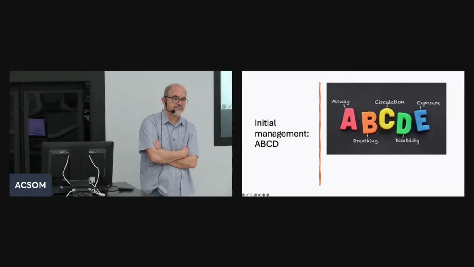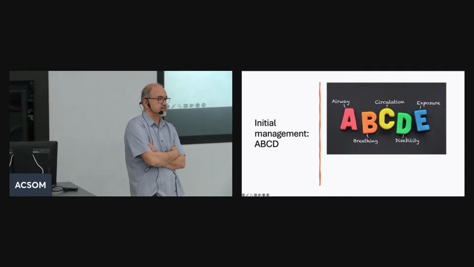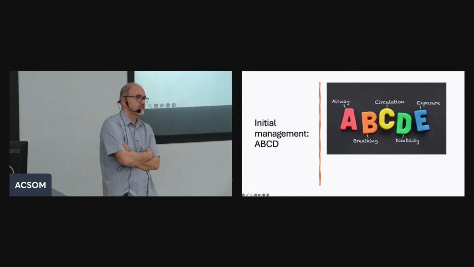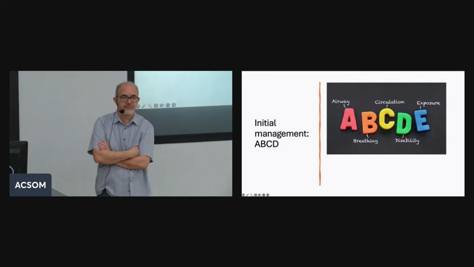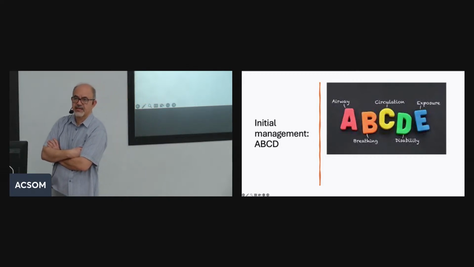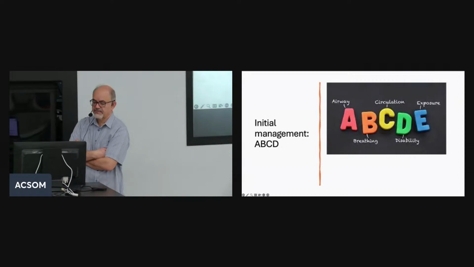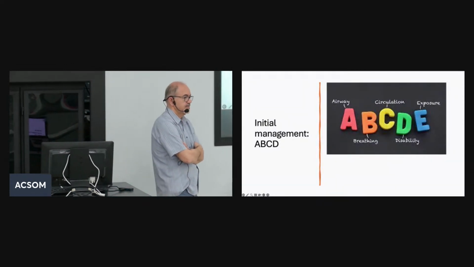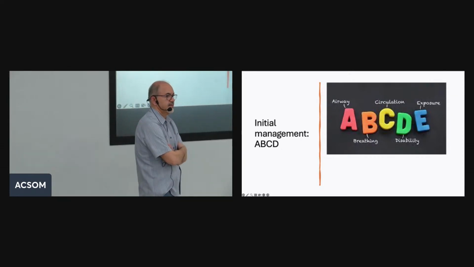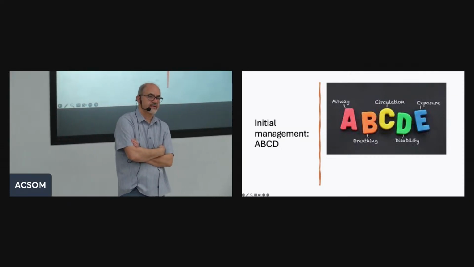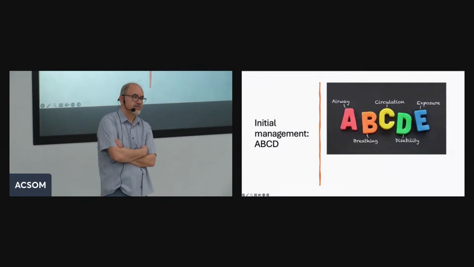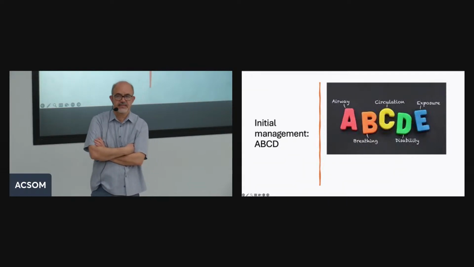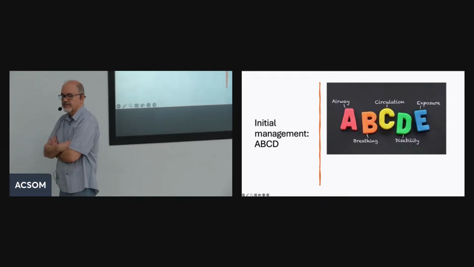D stands for disability. Look for any signs of serious neurological dysfunction, such as check the pupils to make sure the pupils are not fixed or dilated. Make sure there's no other evidence of neurological damage. And E stands for exposure. They have to avoid hypothermia. We talked about hypothermia yesterday. That's one of the three elements of the triad that occurs in trauma patients and causes serious secondary insult. So A, B, C, D, E.